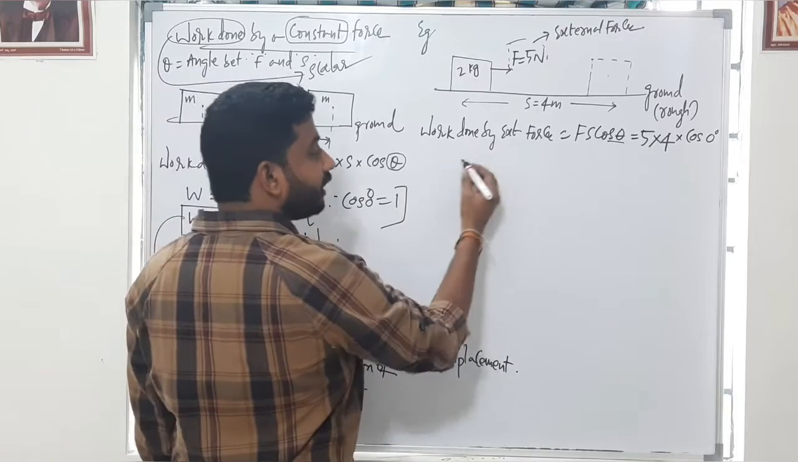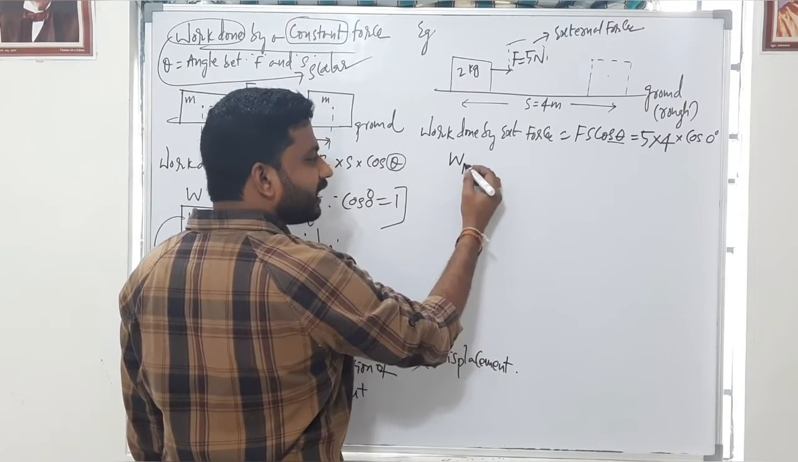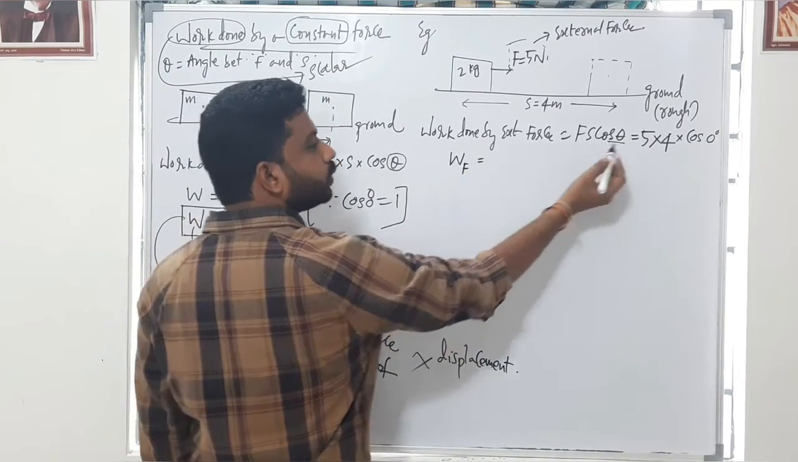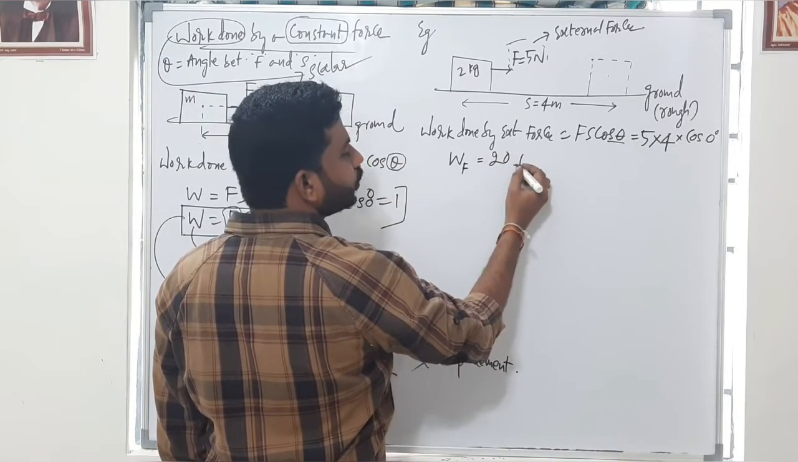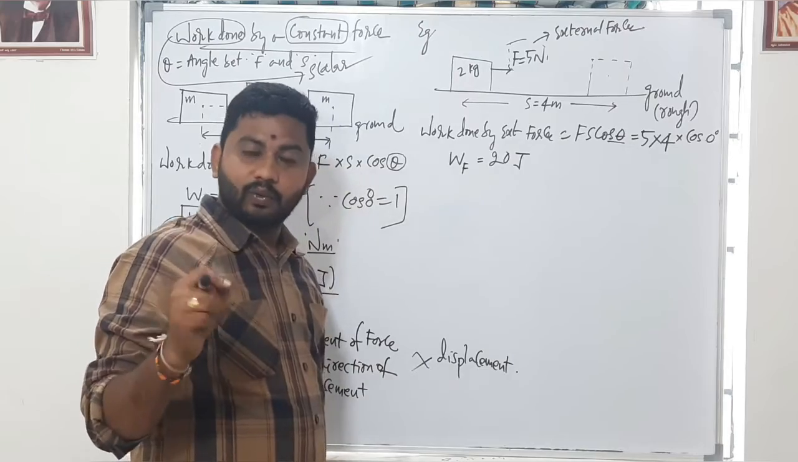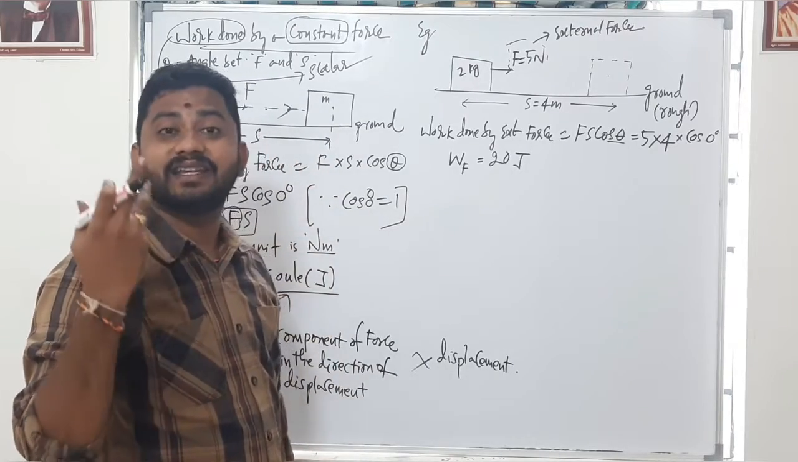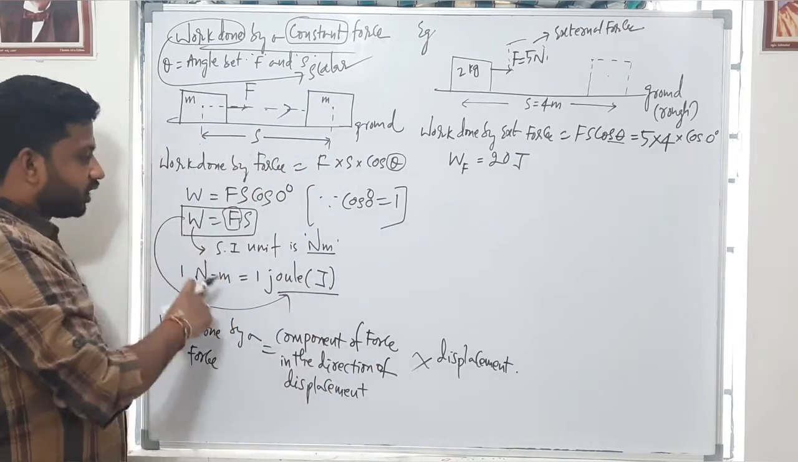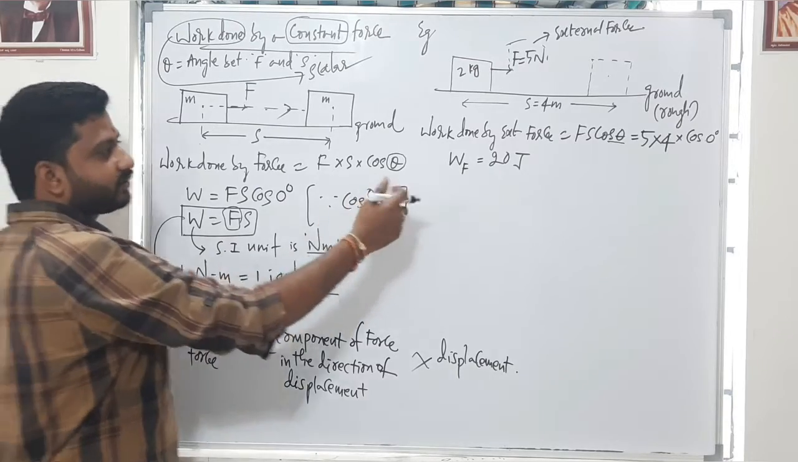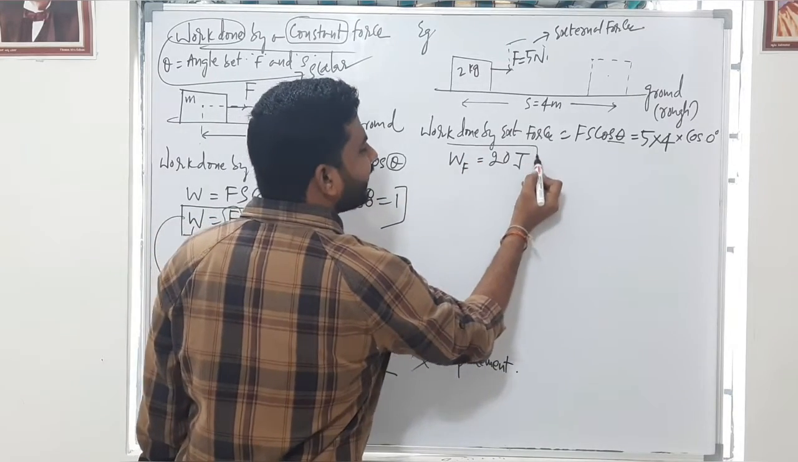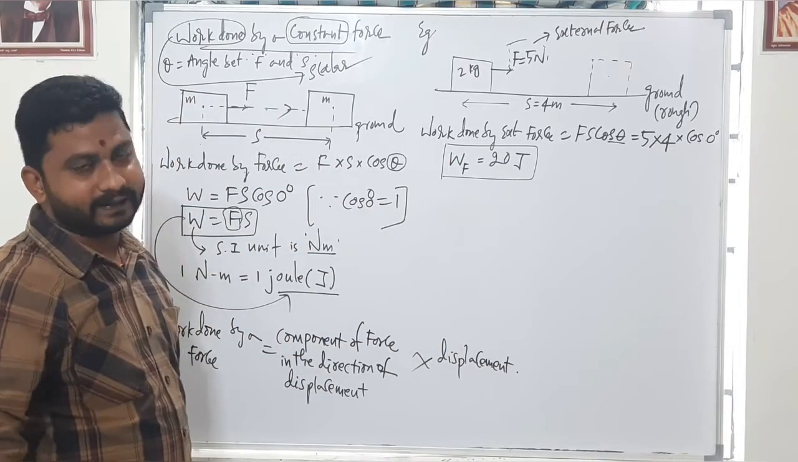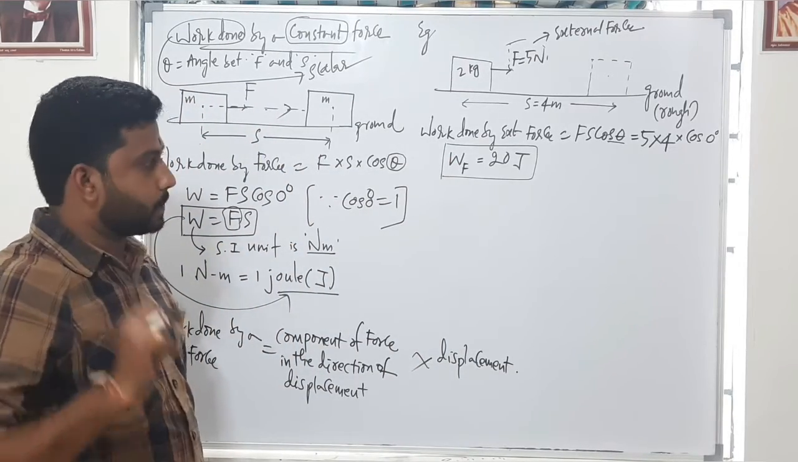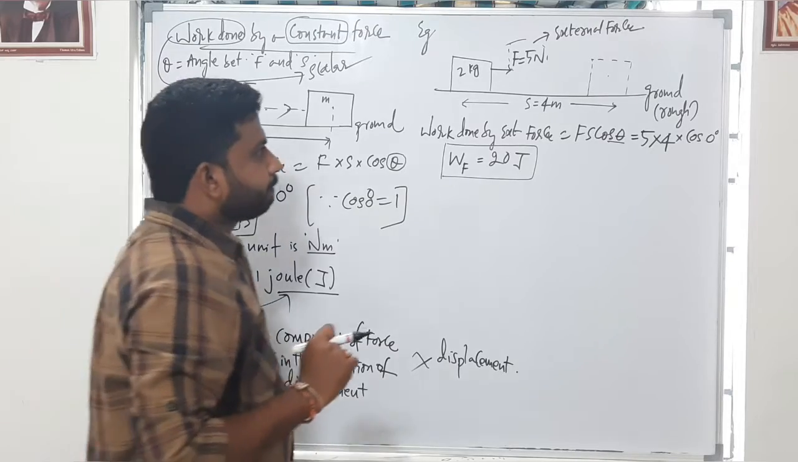So what is the final one? Work done by the external force is equal to 5 into 4 into 1. It's 20 joules. Joule or Newton? What is the work done by the force? SI unit. So SI unit of the work done by the force is joule. So that's the reason I wrote work done by the external force is 20 joules. Clear? Done? Everyone?